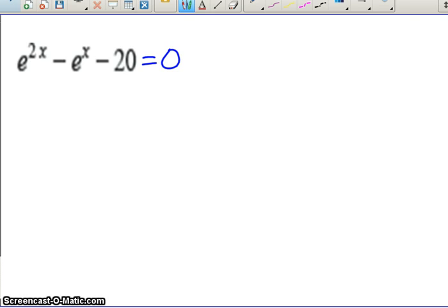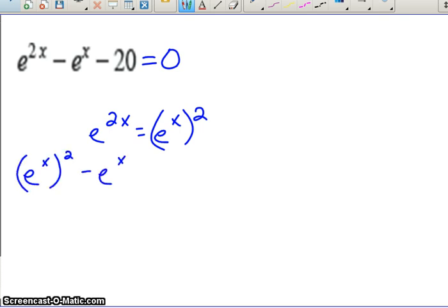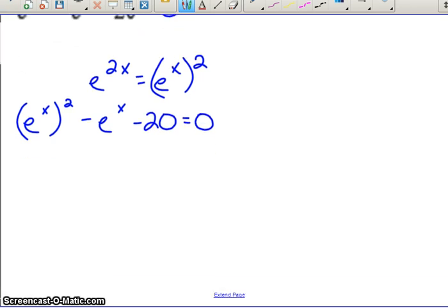And we know that because e to the 2x is the same as e to the x squared from our power rules that we learned back in Algebra 2. So we're going to rewrite this as e to the x squared minus e to the x minus 20 equals 0. And this is a quadratic type equation that is factorable. Two numbers that multiply together to get negative 20 and add up to negative 1: negative 5, positive 4. This is e to the x minus 5 and e to the x plus 4 equals 0.